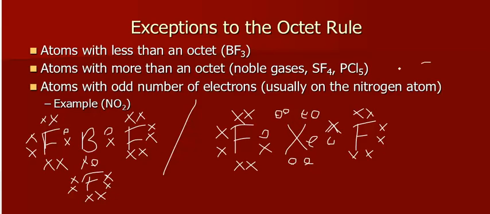There are many exceptions with more than an octet. I can't give you every exception there, but if the exception occurs, it occurs on the central atom. It does not occur on the outside atoms. It is possible to have an odd number of electrons, usually with nitrogen, but I am not going to give you any that have an odd number of electrons. So the 2 exceptions that you're going to watch out for are less than an octet or more than an octet, but they have to occur only on the central element.